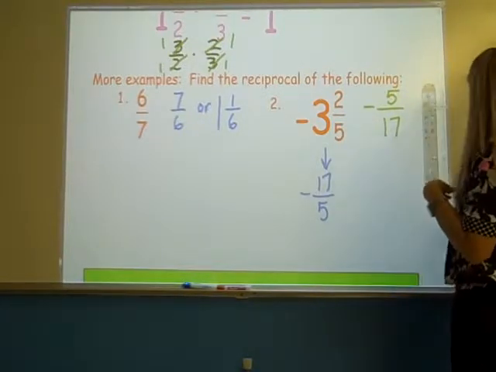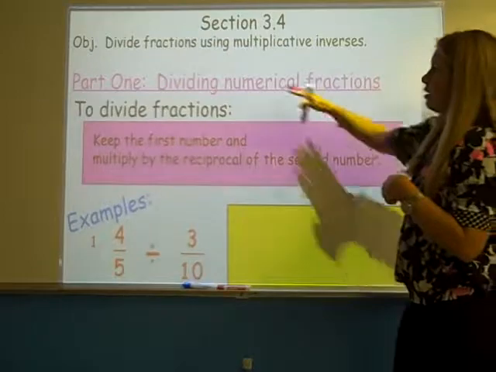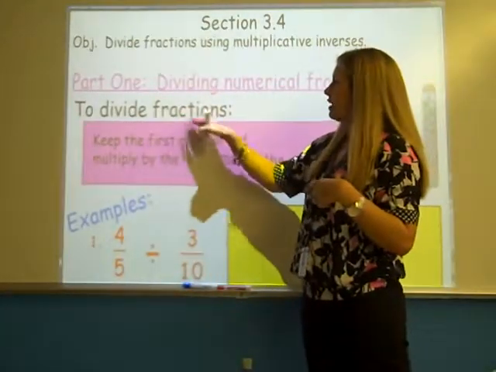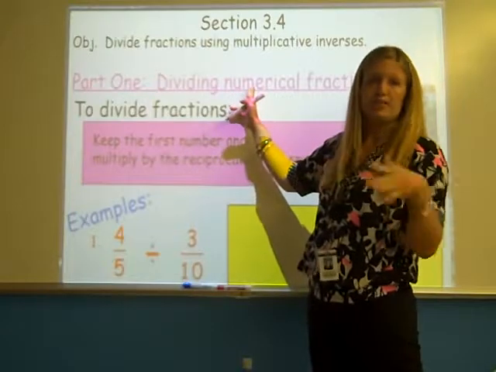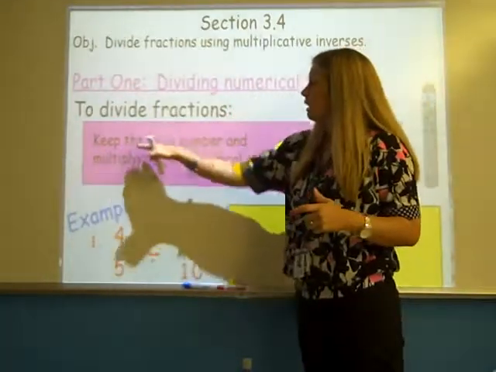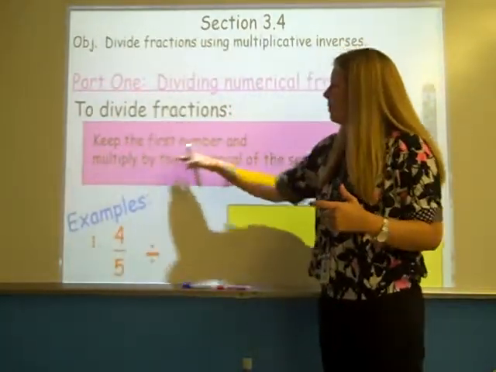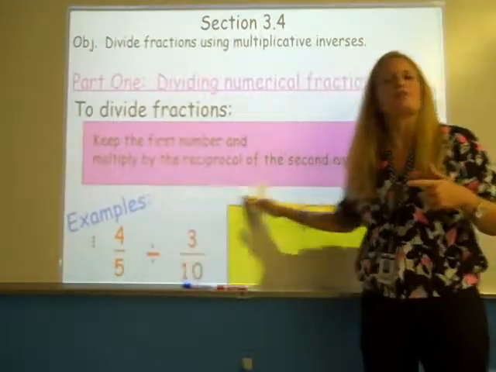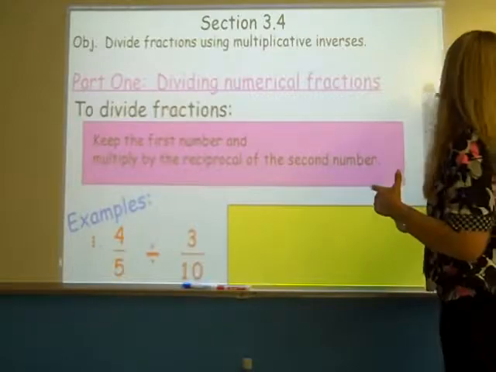Alright, so let's do some examples with dividing. Part 1, dividing numerical fractions. To divide fractions, that means you're going to see numbers only. I'm going to do some with variables in a minute. You keep the first number and you multiply by the reciprocal of the second number. Write these down. These are the steps for dividing fractions.